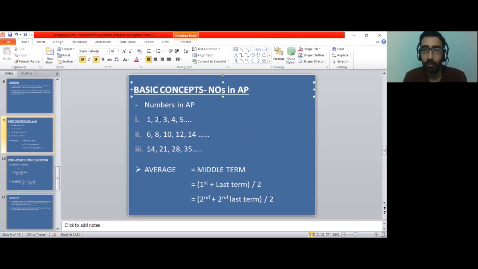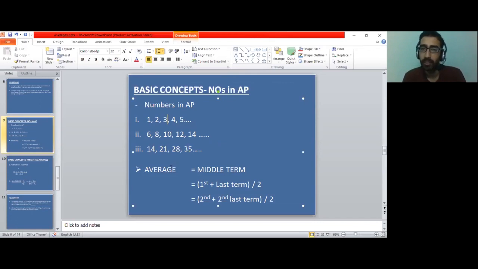I hope you know that numbers in AP are essentially numbers that are at a constant difference. Each subsequent term is at the same difference from each previous term. So 1, 2, 3, 4, 5, these consecutive natural numbers are also in AP, common difference 1. 6, 8, 10, 12, 14, these are consecutive even numbers, also in AP. 14, 21, 28, 35 are also in AP. These are multiples of 7.